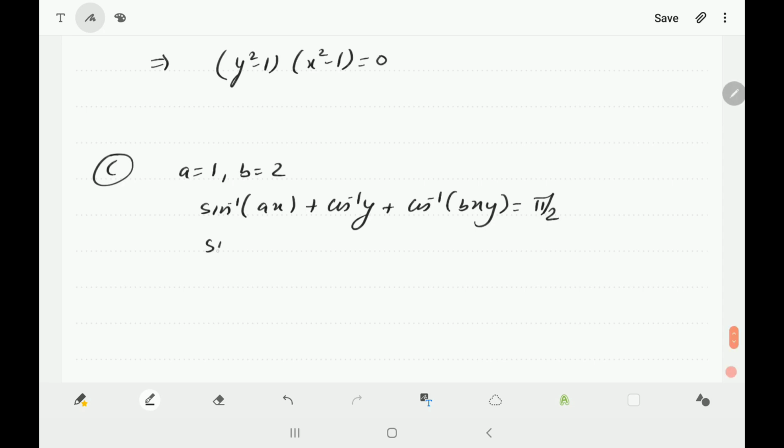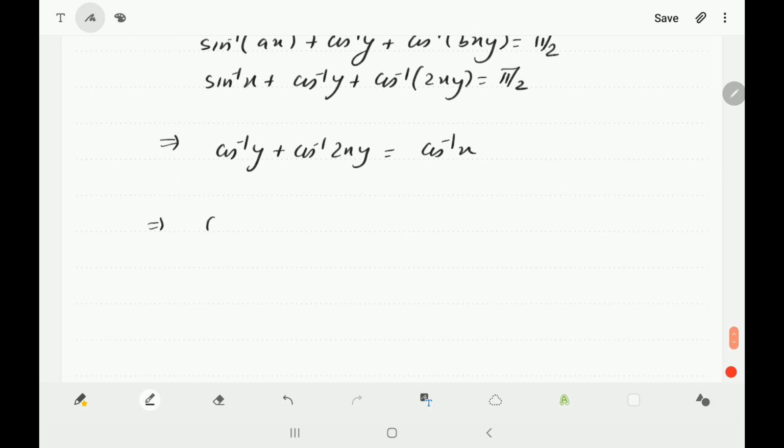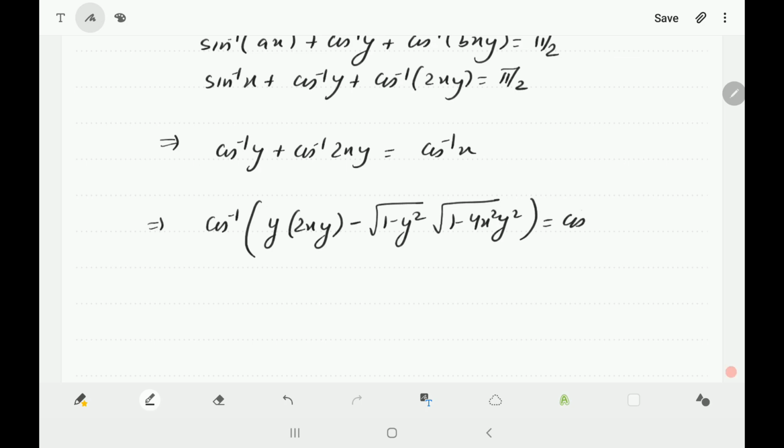So we will get now sin inverse of x plus cos inverse of y plus cos inverse of 2xy is equal to pi by 2. Same like we did before, we will be doing cos inverse y plus cos inverse of 2xy. We will keep it on left hand side and we will make cos inverse x on right hand side. So you can just apply the formula now. y times 2xy minus under root of 1 minus y square under root of 1 minus 4x square y square. This is equal to cos inverse of x.